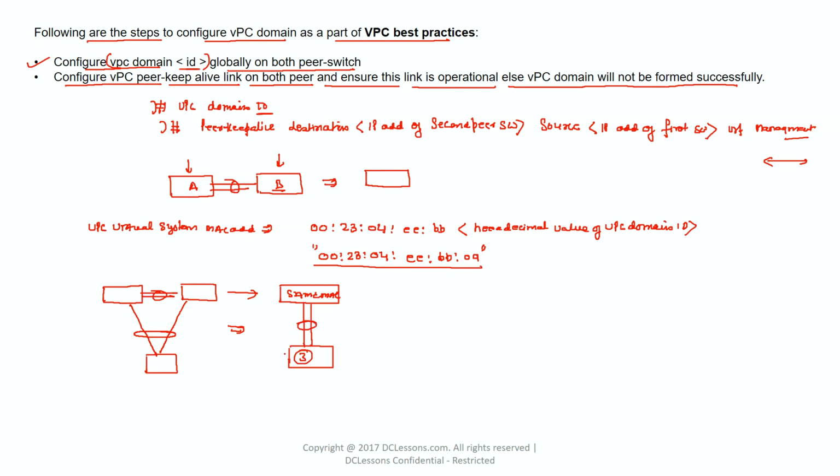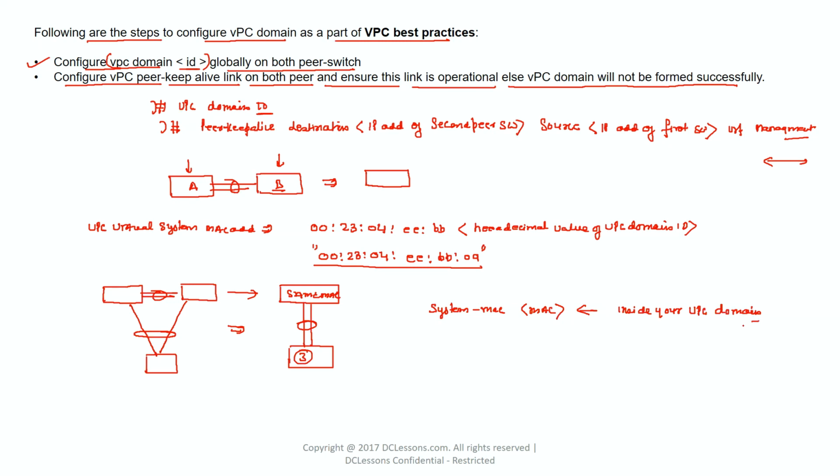Okay, now we also have the option to configure the VPC system MAC address manually. You can configure it via the command system-mac inside your VPC domain.